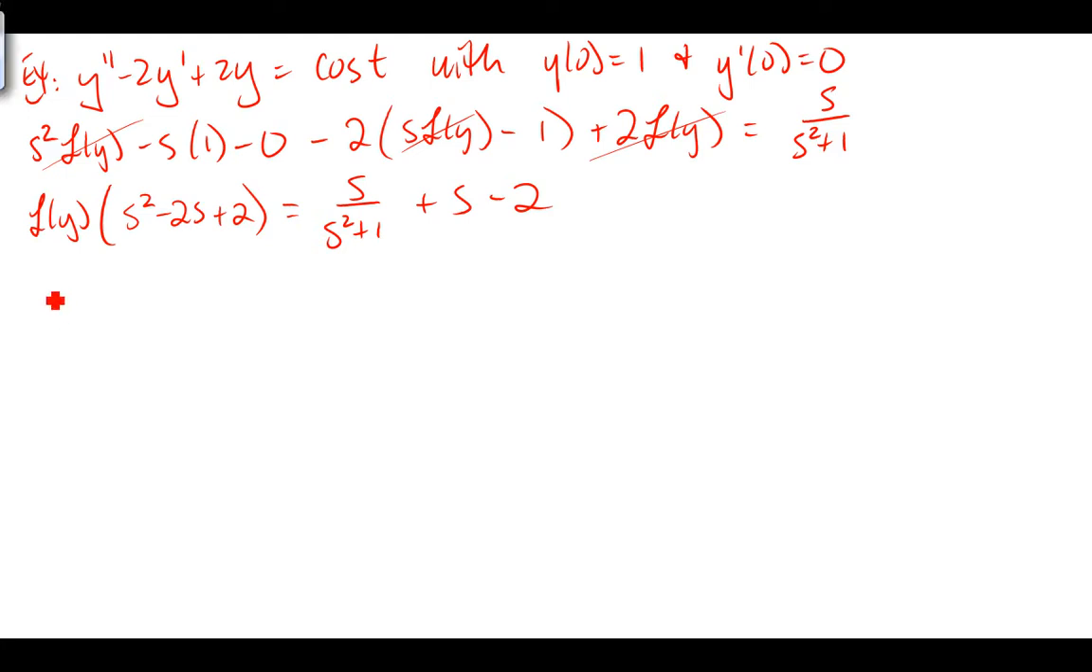Okay, now in order to make this read Laplace of y equals, I just have one last step, which is to, of course, divide both sides by s squared minus 2s plus 2. So if I do that again, I'm going to keep these fractions separate and say, okay, this one turns into s squared plus 1 over that.